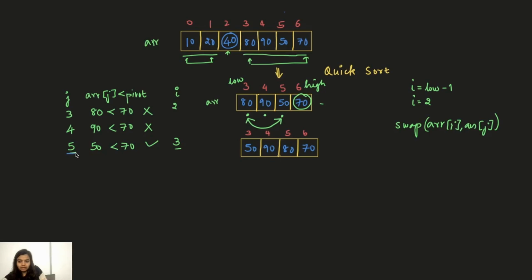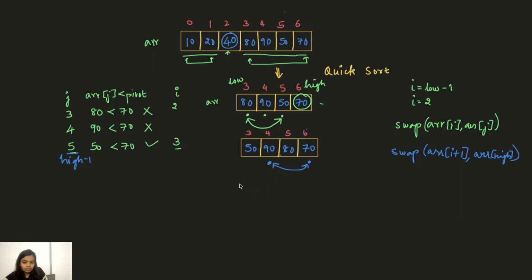Now we know that j has reached high minus 1. So that's the end of the for loop. So what do we do after end of for loop? We swap array of I plus 1 with array of high, which is the pivot. So I plus 1 is 3 plus 1, which is 4, with the pivot element array of high. So 6 is high, so we swap these two.